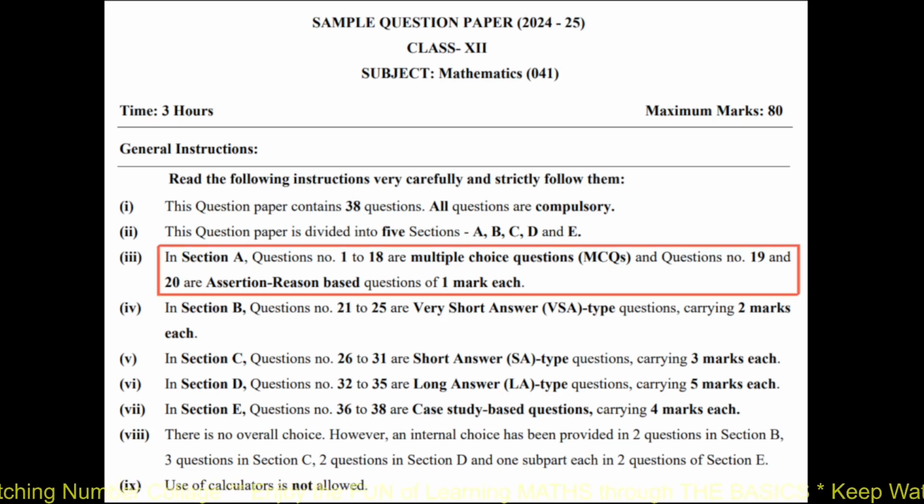It is important to read the instructions carefully before we go ahead with solving the paper. In this video, we are going to discuss only the section A. So let us read the instruction regarding section A, which is: section A consists of questions from 1 to 18, which are MCQ questions, and question number 19 and 20 are assertion reason based question of 1 mark each.